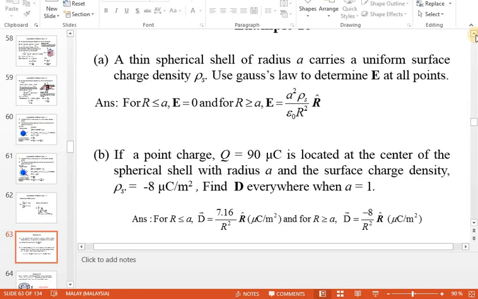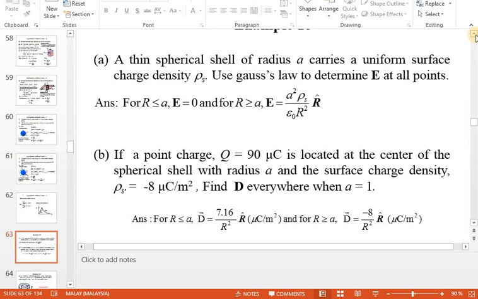Now you have a thin spherical shell. Can you imagine how this structure looks like? Spherical shell is in the form of sphere, but it is not a solid sphere. Inside, hollow, nothing. Just like what I told you before, you remember the outer layer of Ferrero Rocher? Yeah, that is the shell. So it has radius A, carries a uniform surface charge density ρS. Given the ρS, use the Gauss Law to determine E at all points.